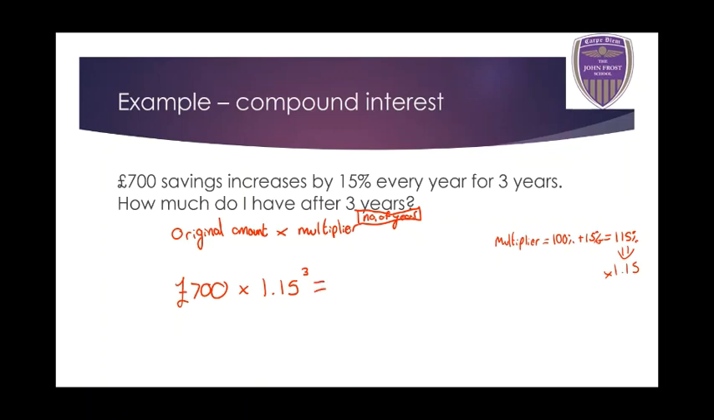Get your calculator. 700 times 1.15 to the power of 3, and you should get £1,064.61. So be careful. Make sure you're rounding correctly. When we're dealing with money, we always round to 2 decimal places. And if you really want to double check that, do it the long-winded way, and hopefully you get the same answer. Doing it the shorter way is the easiest way to make sure you got the right answer, because if you do the long way, it's very easy to type a number in slightly wrong.